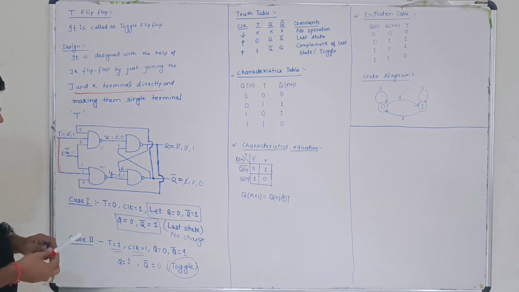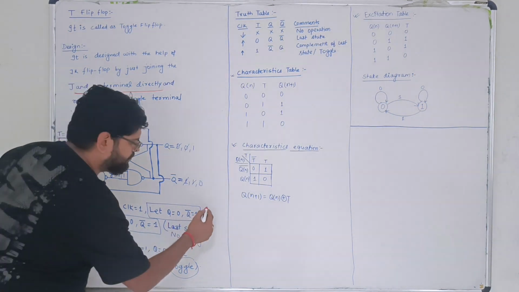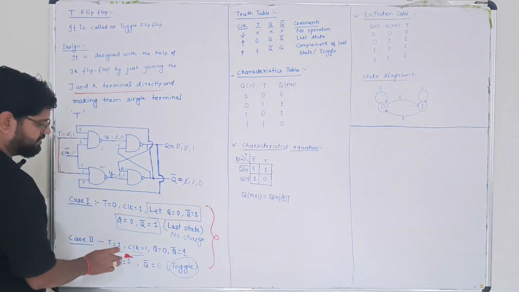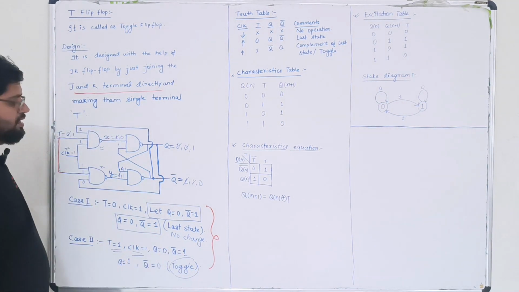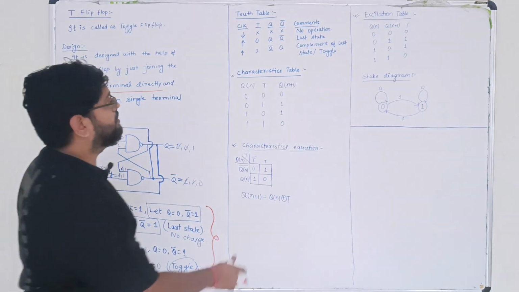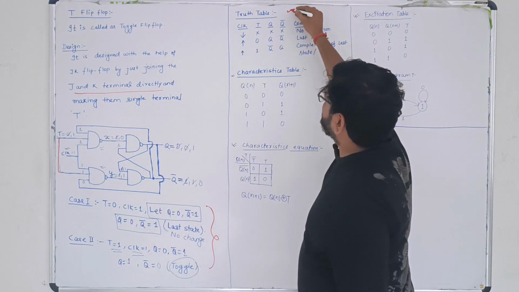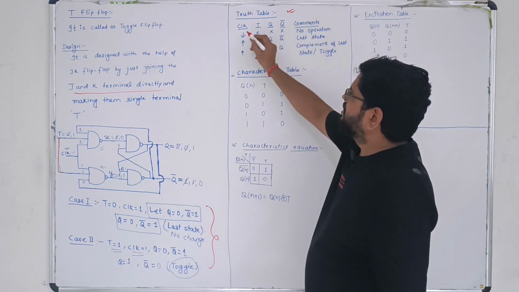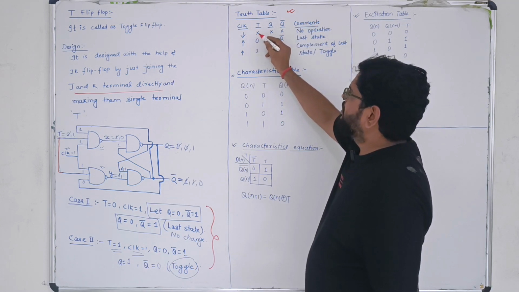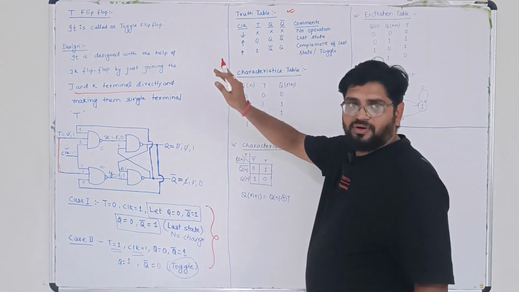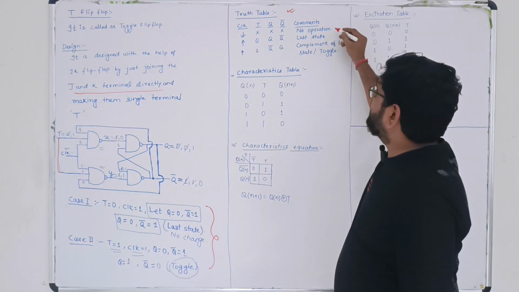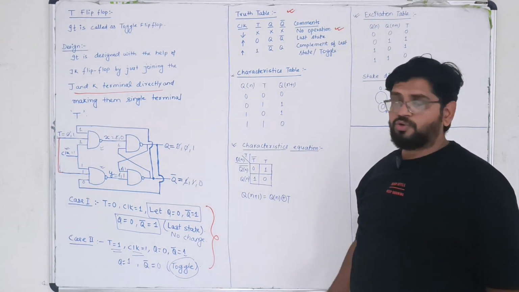Now from here we are able to go for the truth table. When T is equal to 0, no change. When T is equal to 1, toggle. Having this condition written in the form of a truth table, we go for clock, T, Q, Q bar, comments. So if clock is down, whatever the value of T is, whatever the storage value is, the operation will not start. That is why I am calling this condition no operation.